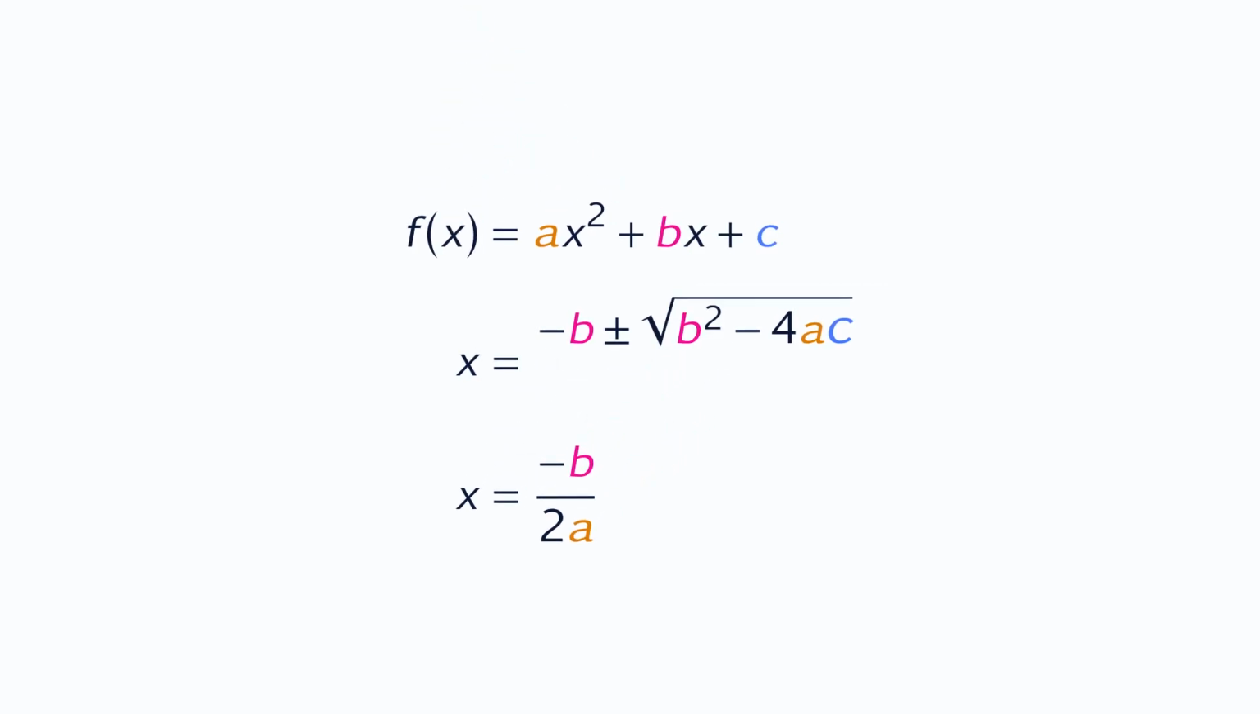Here's one final thing you should know. The right-hand side of the axis of symmetry formula, minus b over 2a, is the same as the first term in the quadratic formula. There is actually a connection between the axis of symmetry and the quadratic formula. This will be covered in upcoming videos.